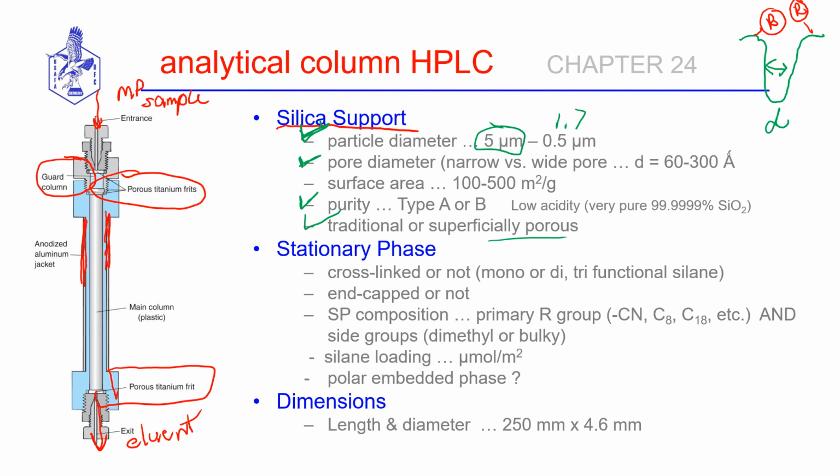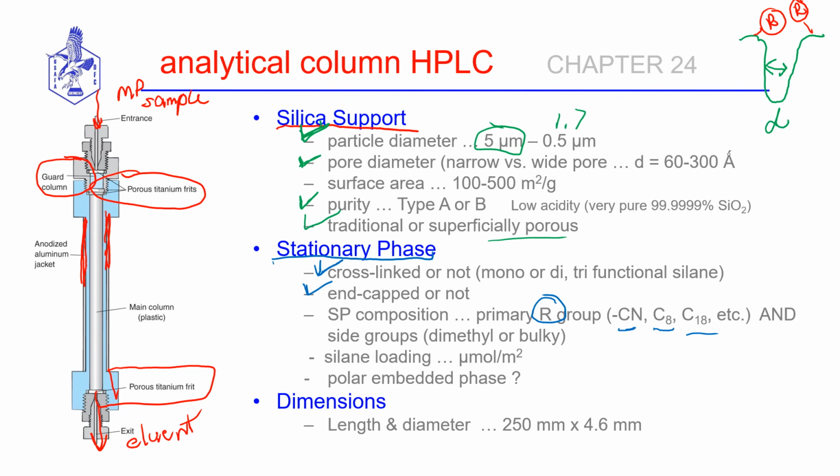Now, regarding the stationary phase material, options you have: are the stationary phase molecules cross-linked or not? Okay, we'll talk about why that's important later. Is the stationary phase end-capped or not? Obviously, we have to choose the R group of the stationary phase. Are we doing normal phase? Is it cyano? If not, if we're doing reverse phase, then we've got a choice of the length of the hydrocarbon chain, or it could be a phenyl group.